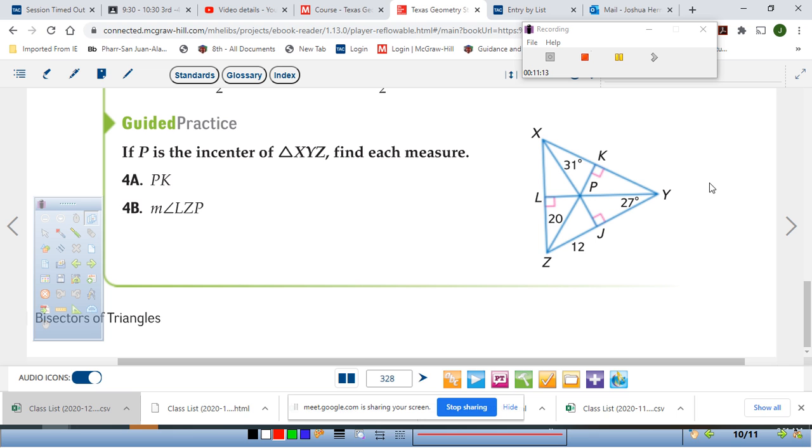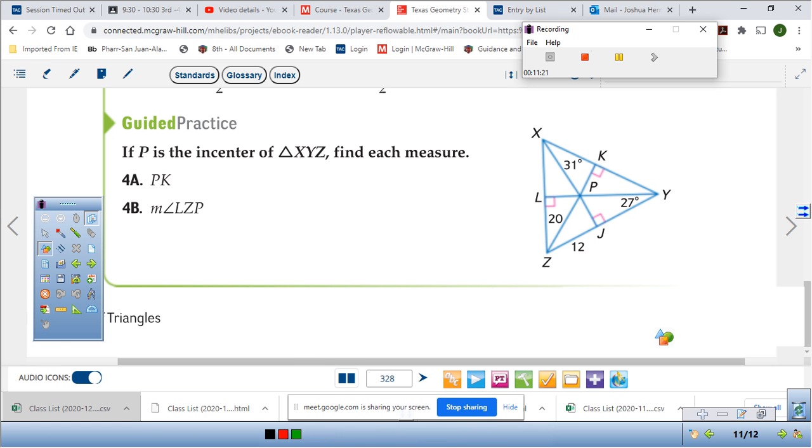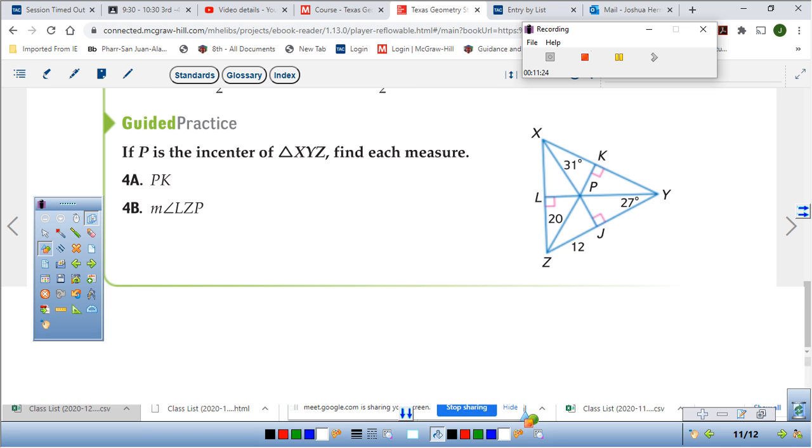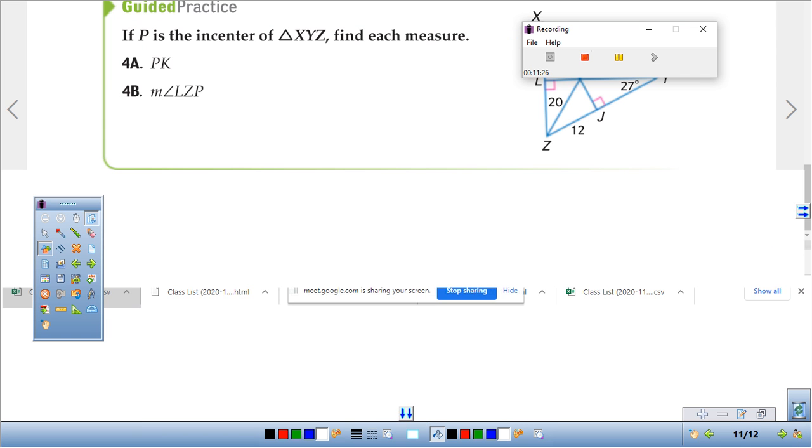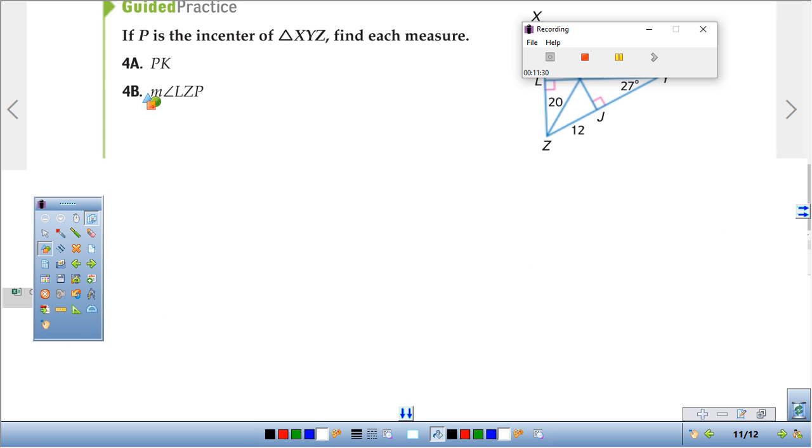Yes, squiggly line. Here we go, ready? Let's go ahead and try number, where are we at? 4A and 4B.